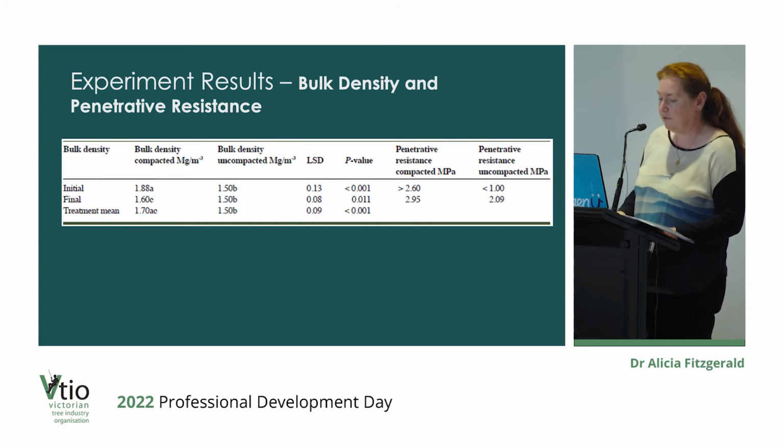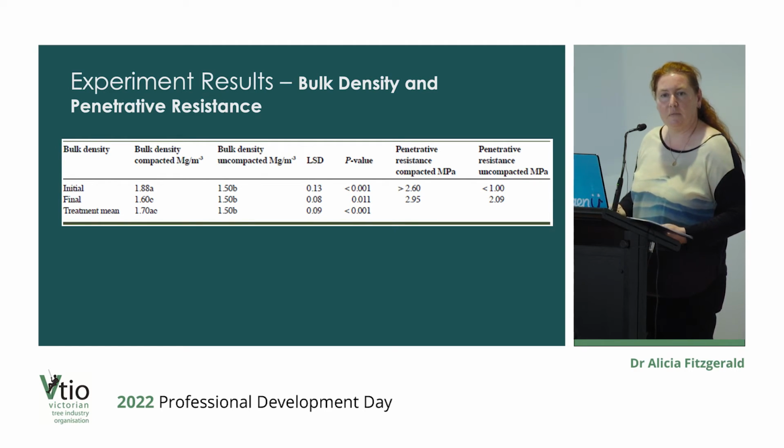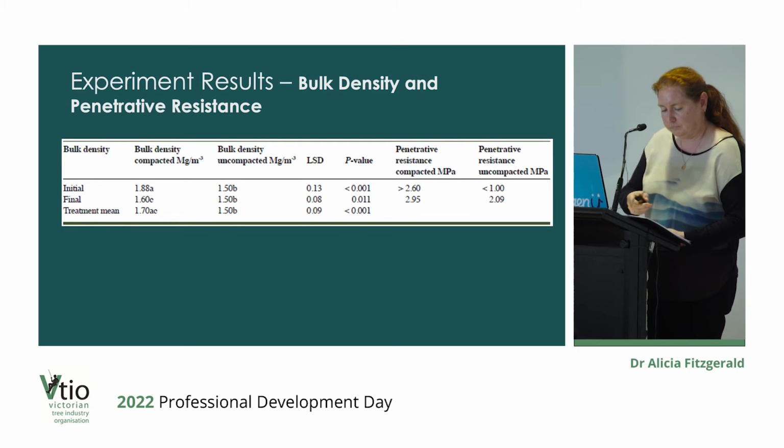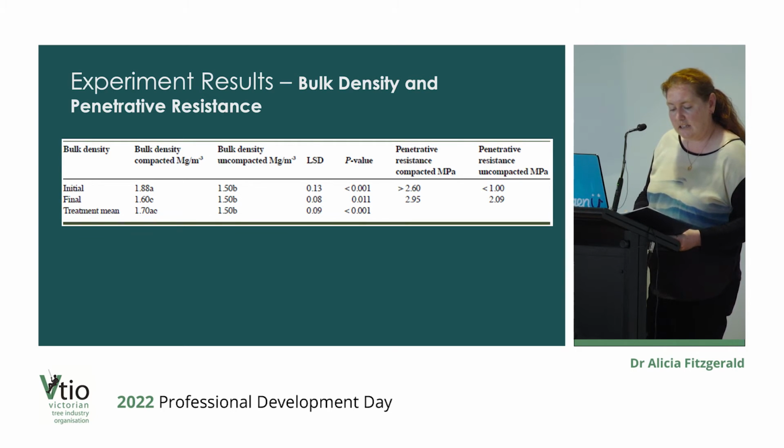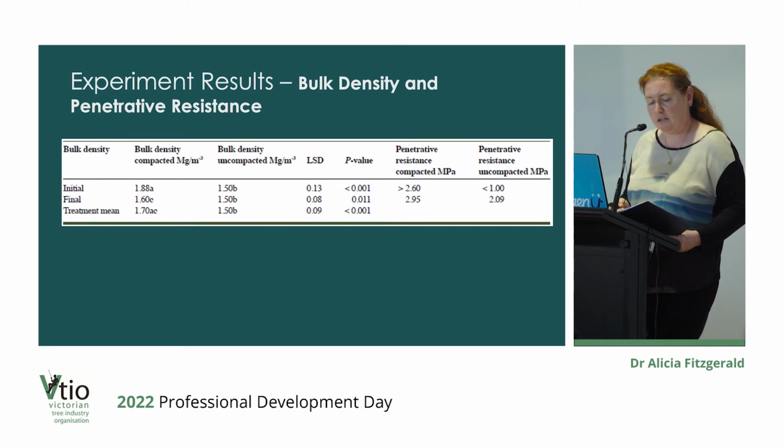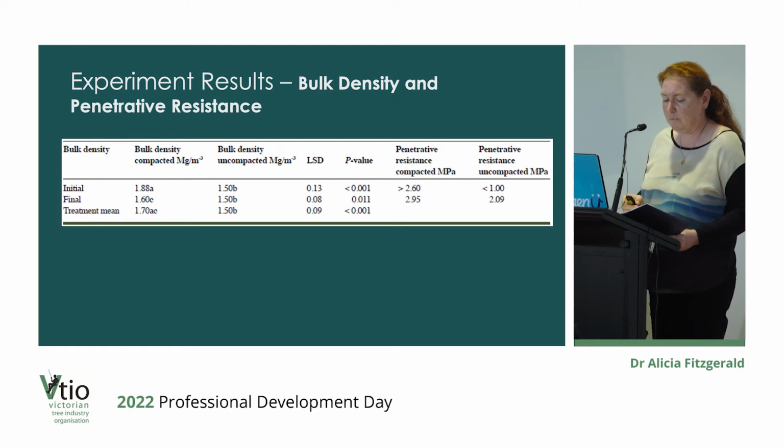Therefore, even though the level of soil compaction reduced over time, it was still classed as compacted and was significantly different to the bulk density of the uncompacted soil. And as stated earlier, root limiting compaction can measure 1.65.